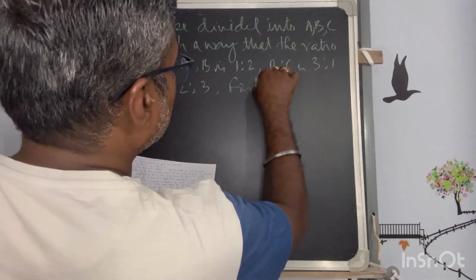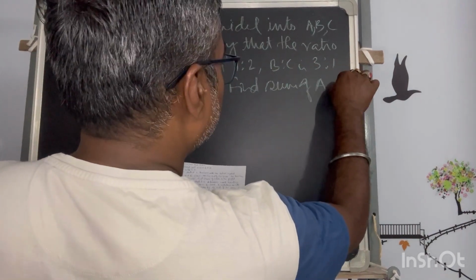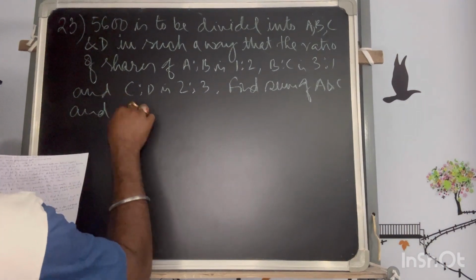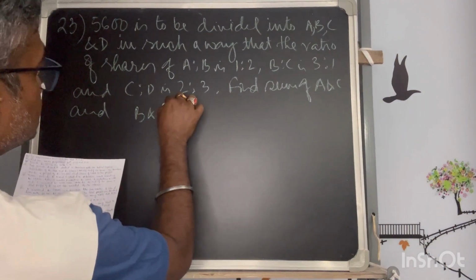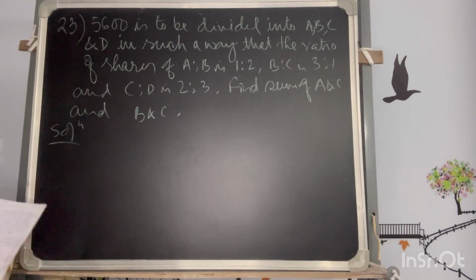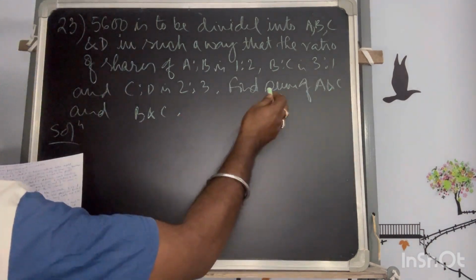Find the sum of A and C and B and C. Okay. So this is of similar kind as it is in the earlier case, but the only thing is that once you get A and C individually, you can sum it up.